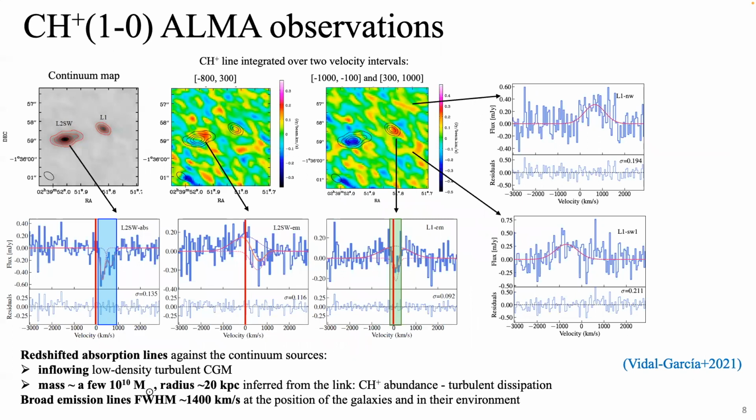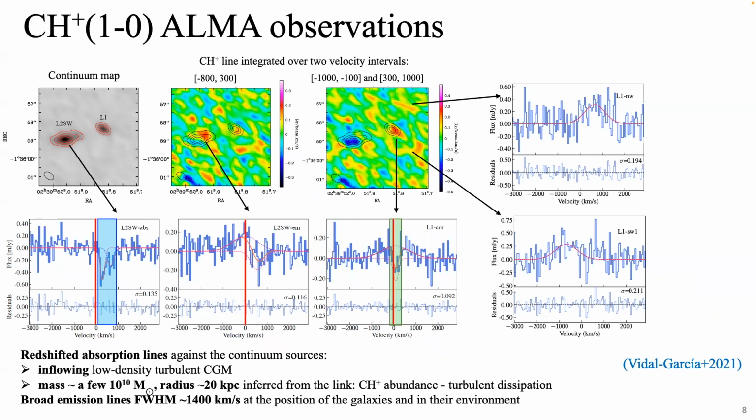Here I show the continuum map and the CH+ (1-0) line maps integrated over these two velocity ranges. And in the bottom line, you see the spectra towards the starburst and the AGN. These two boxes, the blue and green one, represent the velocity coverage of the absorptions of CH+ (1-0) towards the galaxies. And as you see, they are redshifted with respect to the galaxies' systemic velocity. And therefore, they are tracing infalling gas towards the galaxies at a velocity of about 400 kilometers per second.